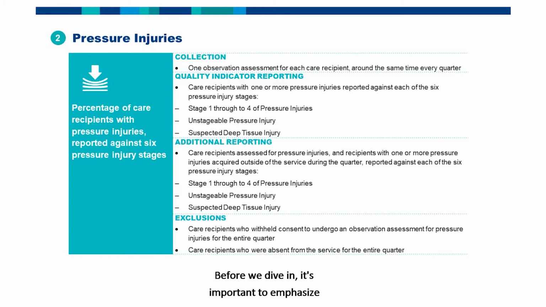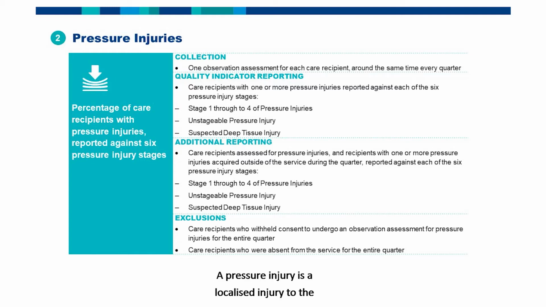Before we dive in, it's important to emphasise that it is critical to read the QI Program Manual 2.0 Part A and engage with the guidance material provided by the department. The first of the quality indicators is pressure injuries.